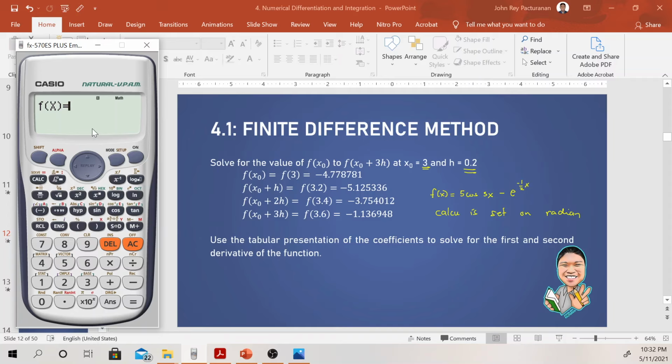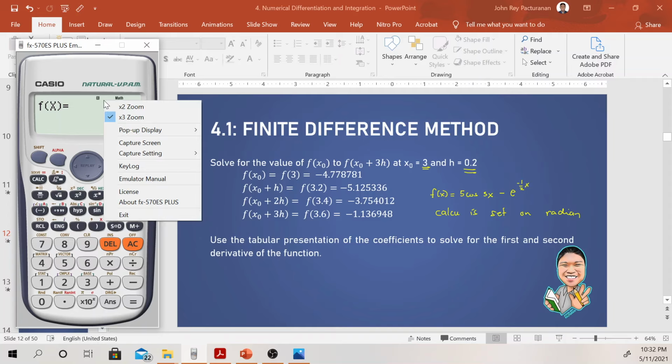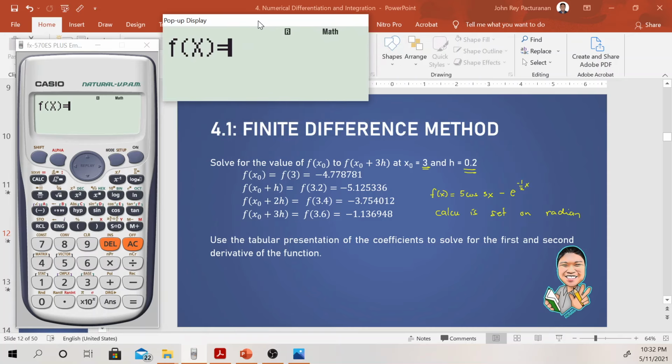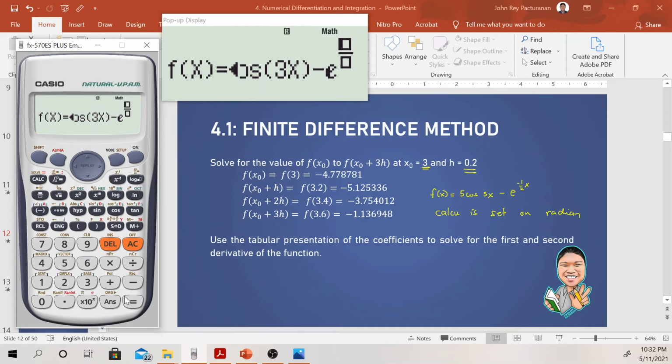By the way, before that, i-make sure ninyo lang na naka-radian yung calculator ko. So, mag-pop-up display muna ako. Ito siya. Sa calculator ko, naka-radian na siya. Okay? Pero para mahanap ko siya, ang gawin ninyo is 5 cosine 3x. Literal lang na i-type ninyo sa calculator. Minus e raised to negative 1/2 ng x. O, ayan na. Na-type mo na siya.